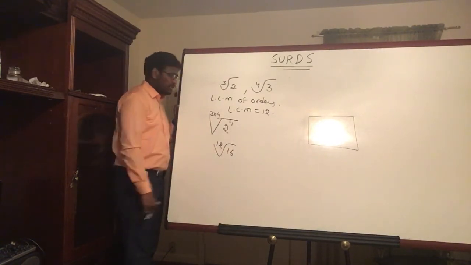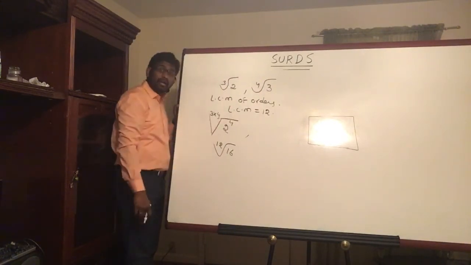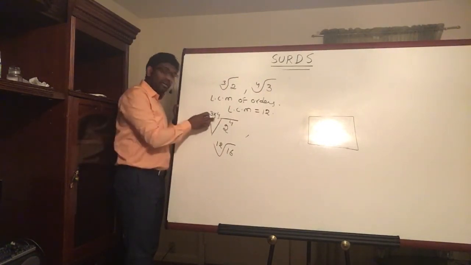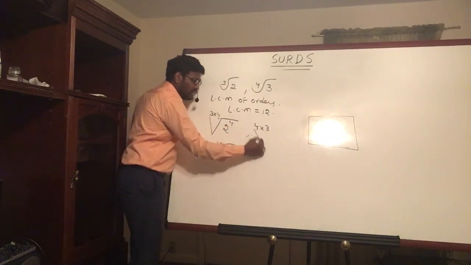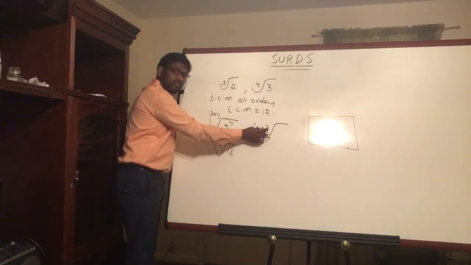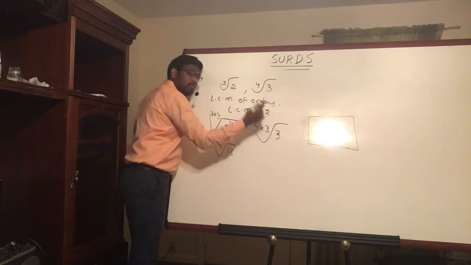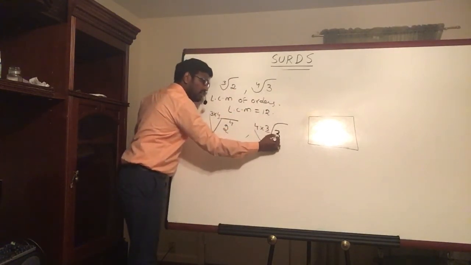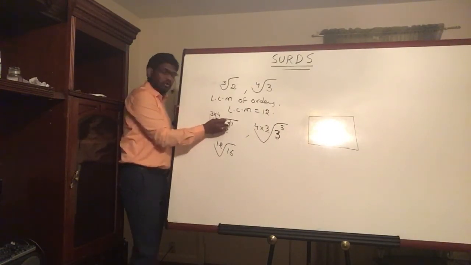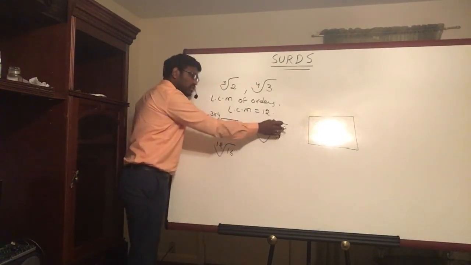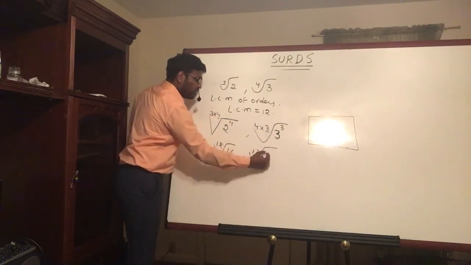Similarly, the second one is the 4th root. That also should be made to the same order, 12. Already 4 is there, and 4 times 3 is 12. So we are multiplying with 3, and because we are multiplying with the number 3, inside we need to apply power 3. So it becomes the 12th root of 3 cubed, which is 27.